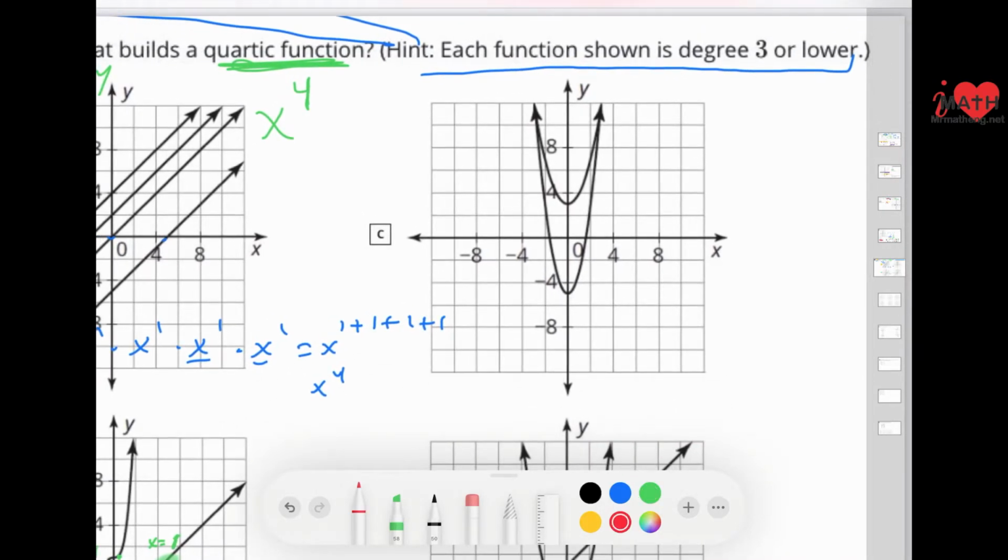Okay, you have a quadratic. You have two quadratics, x to the second times x to the second. I know it's quadratic because it has a parabola, and that will give you to the fourth power. So C would also match.